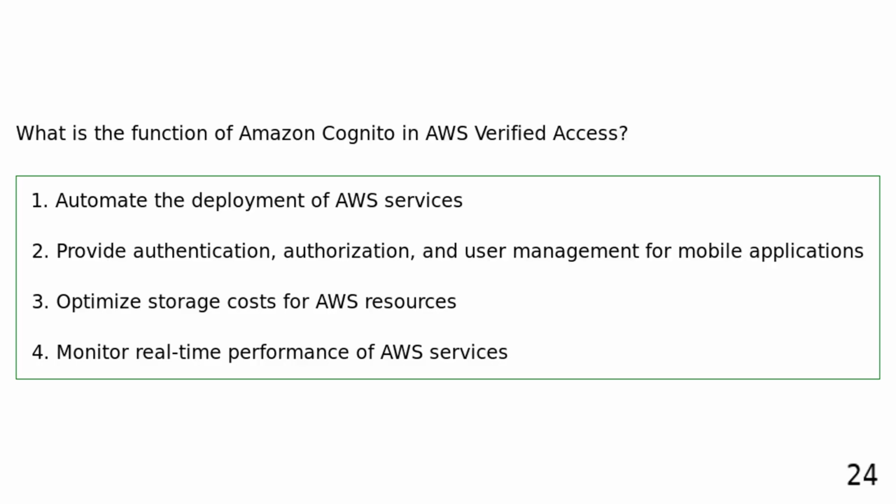What is the function of Amazon Cognito in AWS Verified Access? Automate the deployment of AWS services. Provide authentication, authorization, and user management for mobile applications. Optimize storage costs for AWS resources. Monitor real-time performance of AWS services.